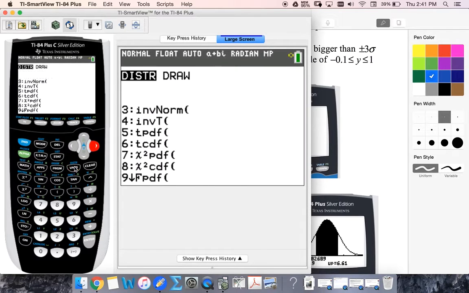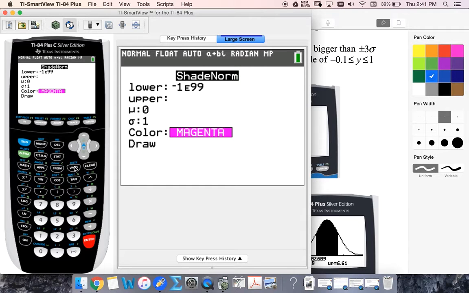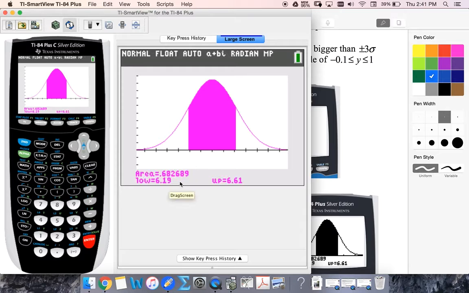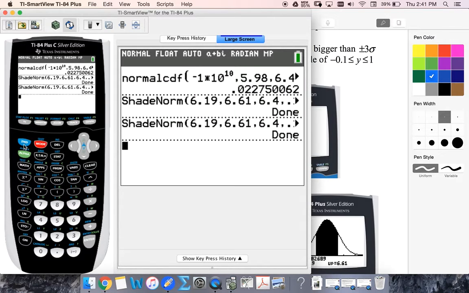And actually, I'm not sure if this is going to work if I went from 6.19, 6.61. Okay. All right. So here's my picture. And down here, I see my area. The thing with this is that sometimes you go to draw something else.